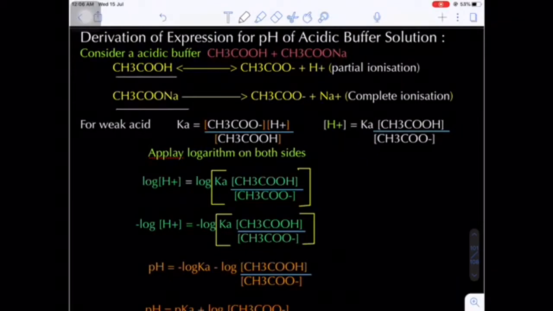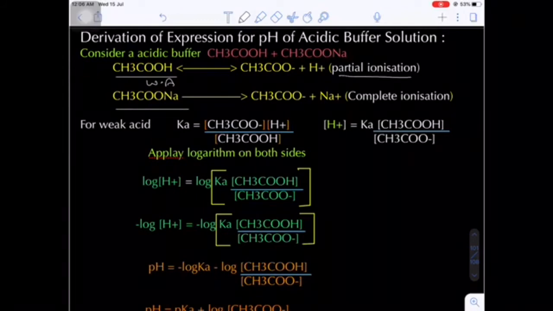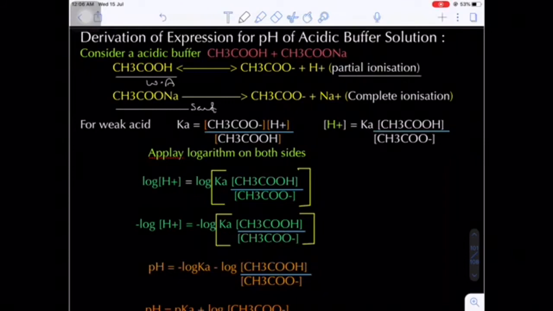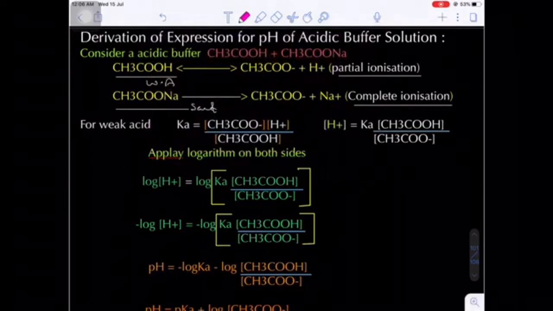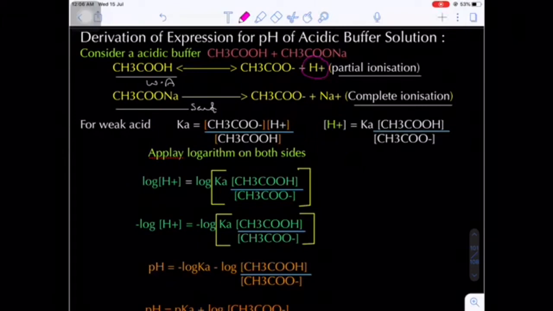Do you know acidic buffer contains two components? Number one, weak acid. Number two, its salt with a strong base. Do you know weak acid, being a weak electrolyte, undergoes partial ionization? Do you know all salts are strong electrolytes? They dissociate completely. Okay, now we have to calculate the pH of the solution. The pH of a solution is due to what? Due to H plus ions in the solution.